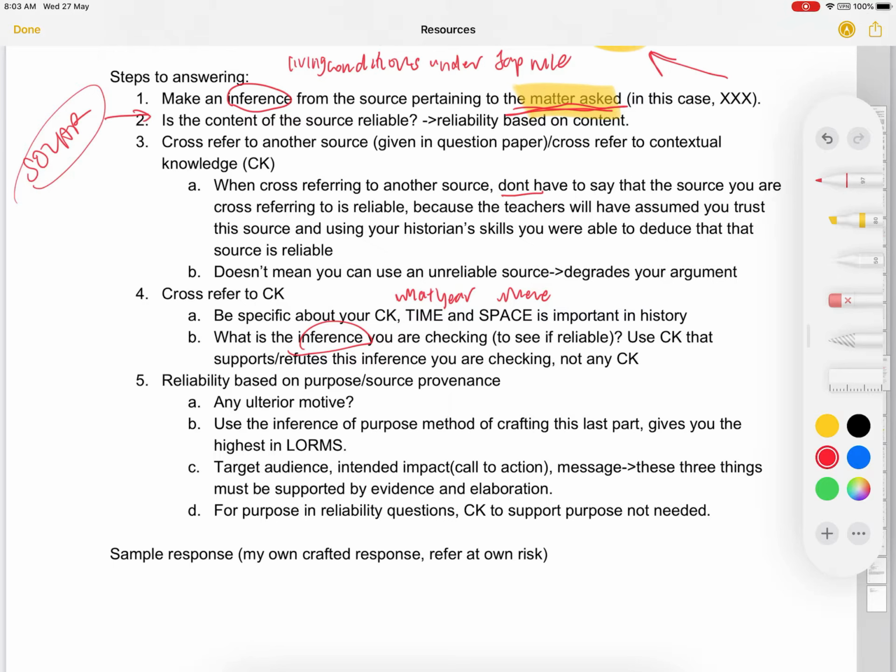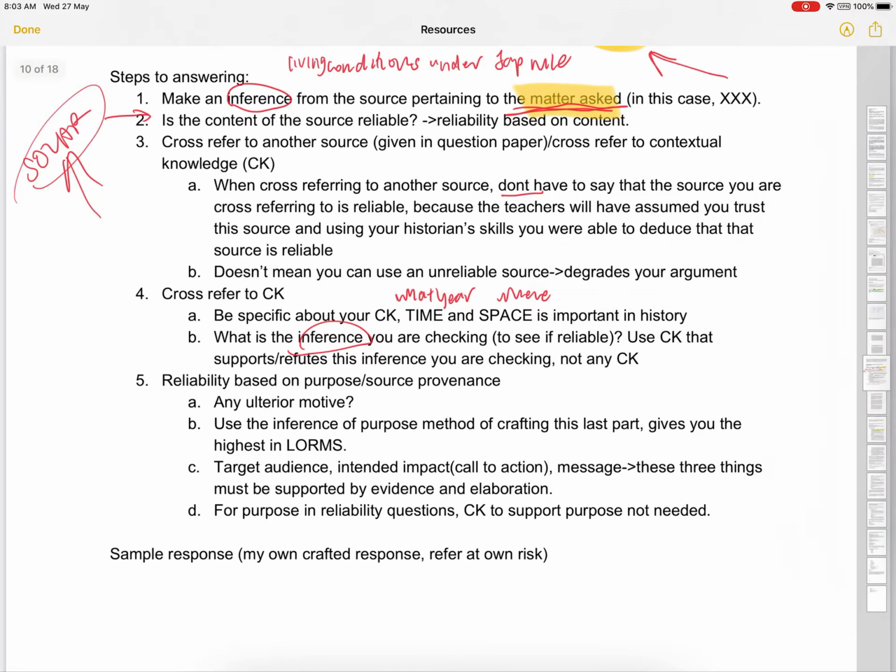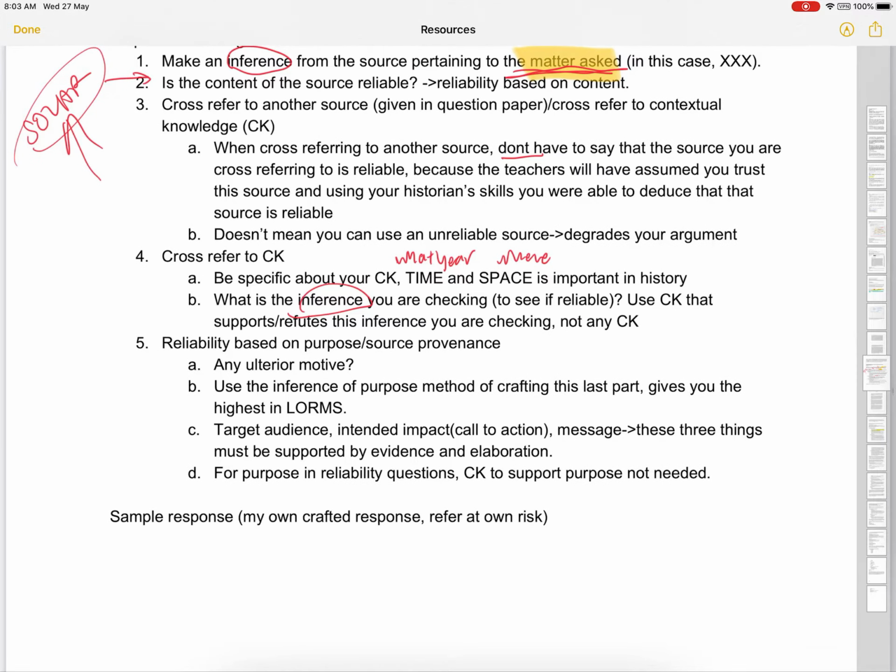And how do you do it? You can use SOLAR. If you don't know what SOLAR is, you can check out my previous video also, on how to answer inference questions. Then you can use SOLAR as one of your criteria for evaluating reliability based on source content.